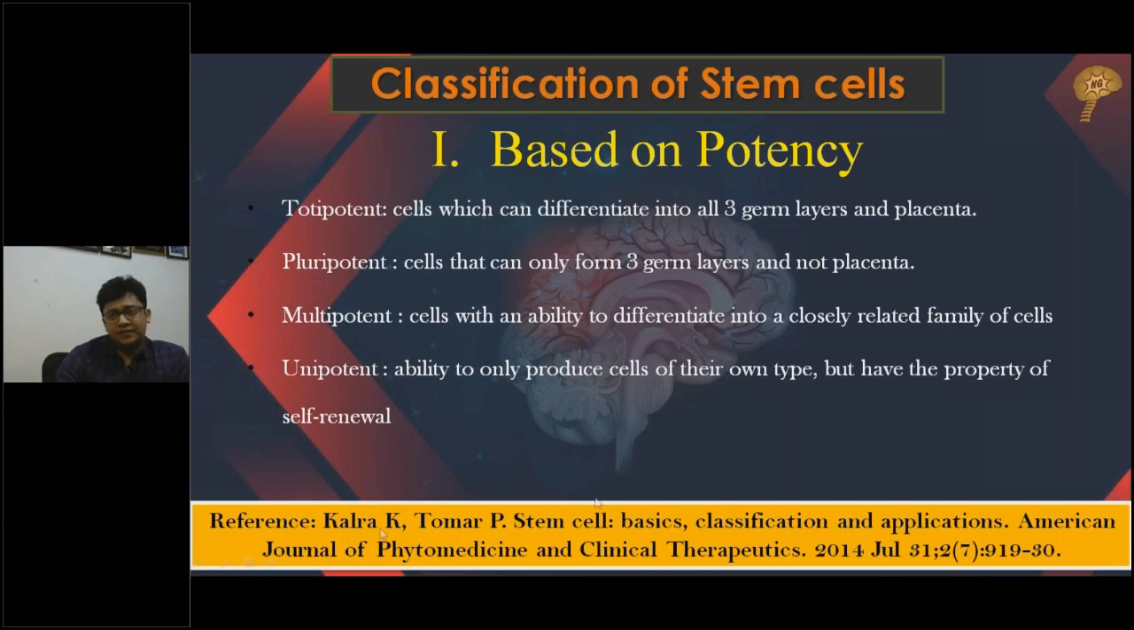So the classification of stem cells is first based on potency. There are totipotent cells, pluripotent cells, multipotent cells, and unipotent cells. Totipotent cells can differentiate into all 3 germ layer cells and also placenta. Pluripotent cells can differentiate into the 3 germ layers but not placenta. Multipotent cells have the ability to differentiate into a closely related family of cell types. Unipotent cells can only produce cells of their own type but have the property of self-renewal.